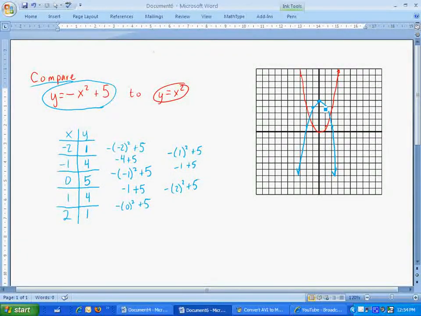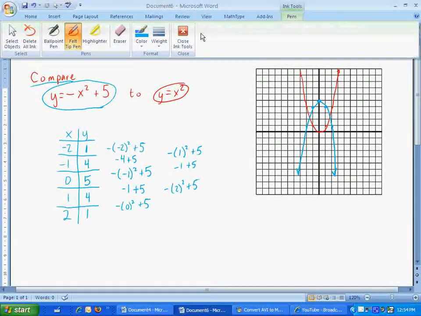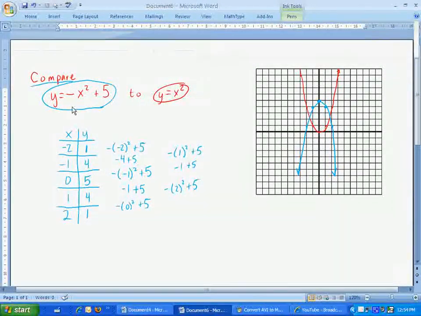When I do that, I have a couple of things. I can say that the graph has been flipped upside down, right? That would be due to the fact that I have a negative leading coefficient. So it's been flipped upside down. It has also been moved up 5 spaces. See, the vertex used to be here at 0, 0. Now the vertex is up here. The vertex has been moved up 1, 2, 3, 4, 5 spaces. So my vertex is now at 0, 5. So that's another thing that's changed.